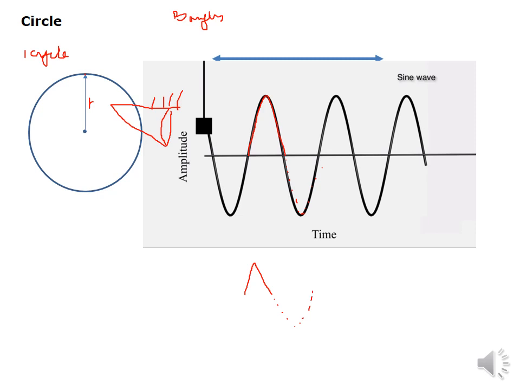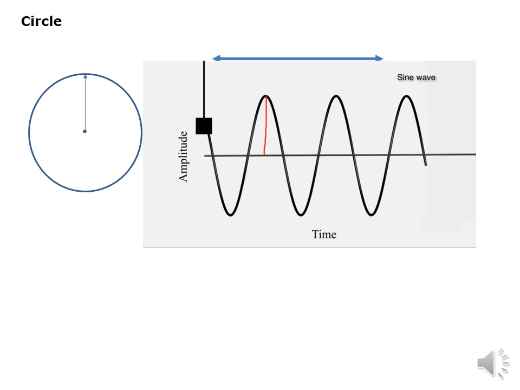If you have a wave like this and you flip that here, you will have a cycle. You will see a circle from a specific angle. So the wave has a relation with the circle. This is the amplitude, and this amplitude is actually the radius of the circle.